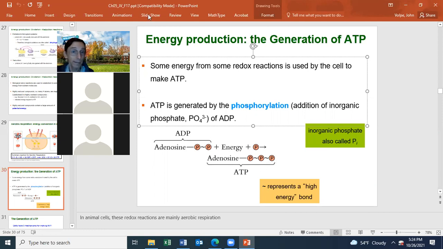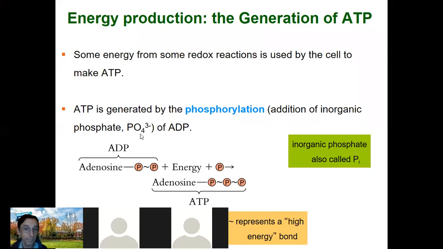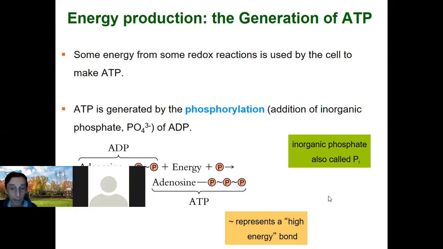Let me blow this up just a little bit. You can notice the squiggly line here is a high energy bond. So this phosphate is attached to the second phosphate by a high energy bond. And actually the second phosphate is attached to the first phosphate with a high energy bond as well. So when the cell needs energy, it can split this bond off. And if it needed even more energy, it could also split that bond. Any question about any of that?